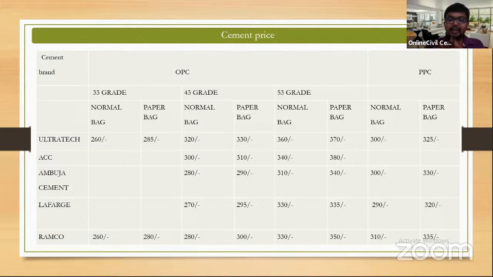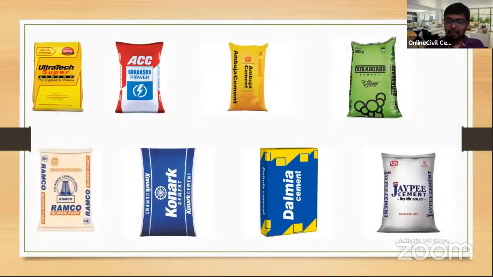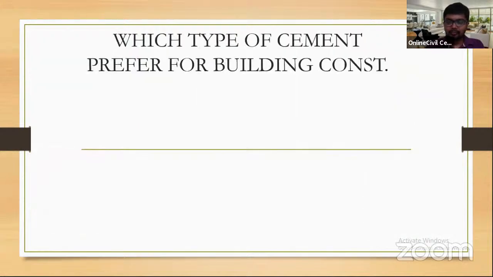In case you have the requirement of quick construction, and you're not sure that you'll get enough time for curing, then you should go for the OPC cement, because that's the OPC 53 grade cement. You can go for that. Now there are various brands of cement, as you can see: Ultratech, ACC, Ambuja, Ramco, Konark, Kalmia, JP. There are different kinds of cement.